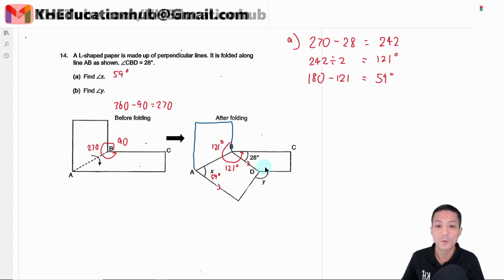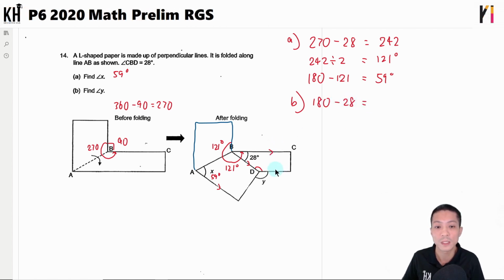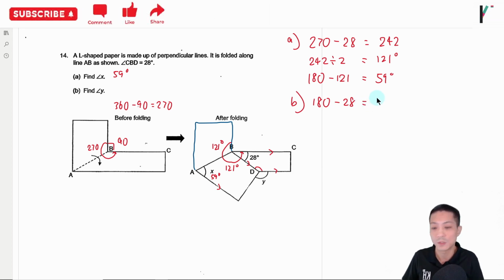Okay, so to find y, first we need to find this angle over here, which is 180 minus 28. Because same thing, these two lines are parallel, so these two angles are interior angles, which will add up to become 180. So 152. So this is 152.